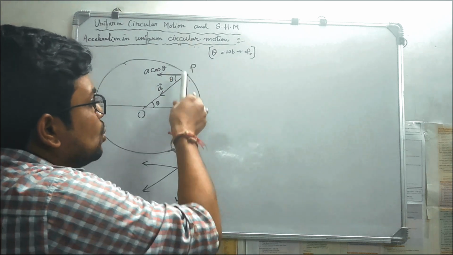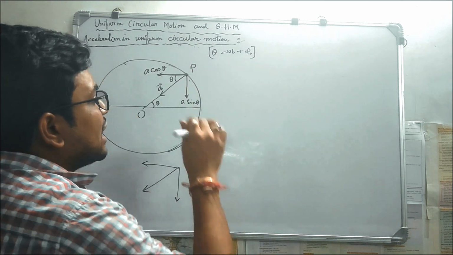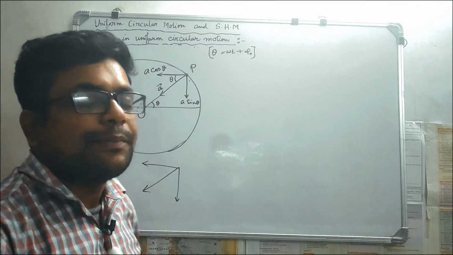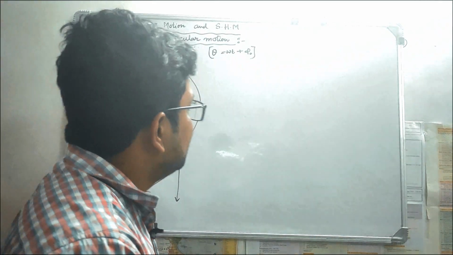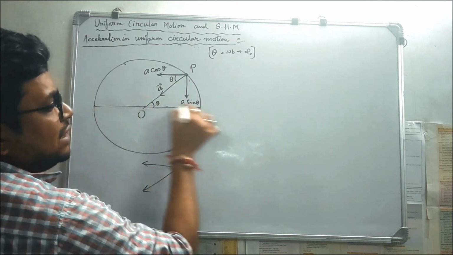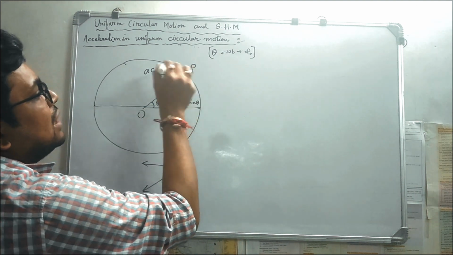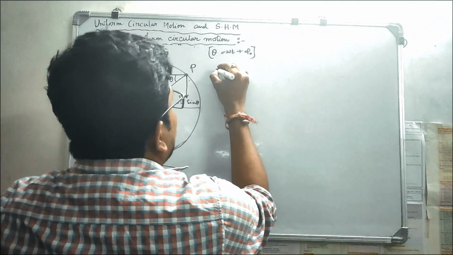Remember, there is no requirement to take the vertical component, because we are just talking about the particle movement in the horizontal, meaning the projection of the particle. The projection of the particle is moving along the diameter, horizontally. That's why acceleration only has to be taken horizontally. Remember that.